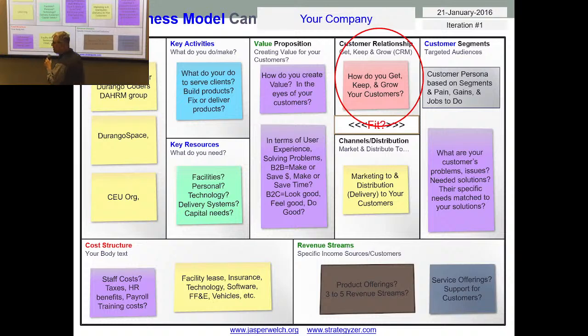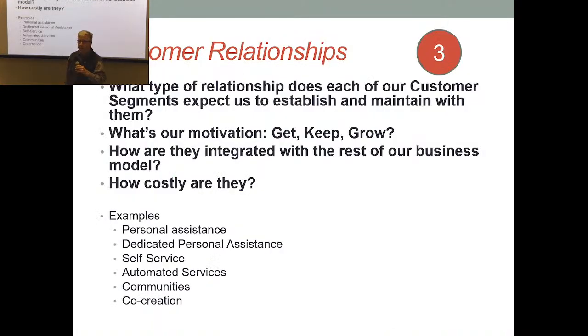Are you talking about a millennial versus Generation X? Very different types of relationships. That's what we're talking about when we think about these relationships. What do they expect? How do they expect to actually get it? How do you expect them to maintain that? How can you grow it through those relationships? Are they expecting a dedicated person? Are they more like me? They want automated services. They don't want to talk to any human beings.